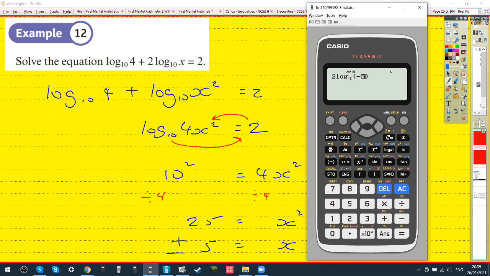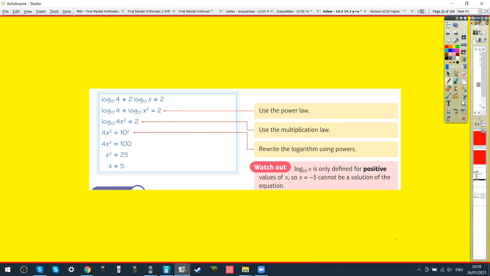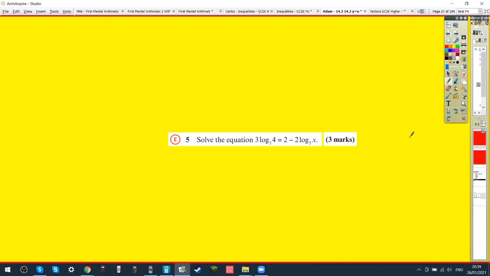Let's check. 10, 0. Yeah, it can't be 0. Because the graph is, remember these exponential graphs? They get close to it but never touch it. So the asymptote, right? Yep. So x equals 5. Alright.